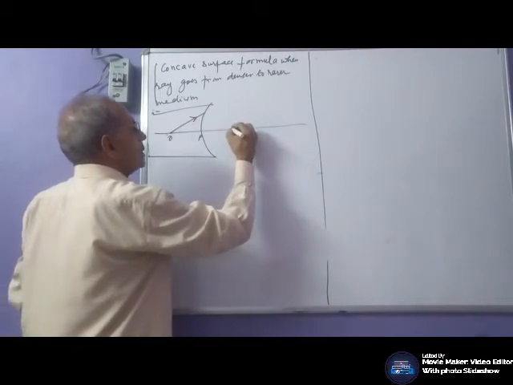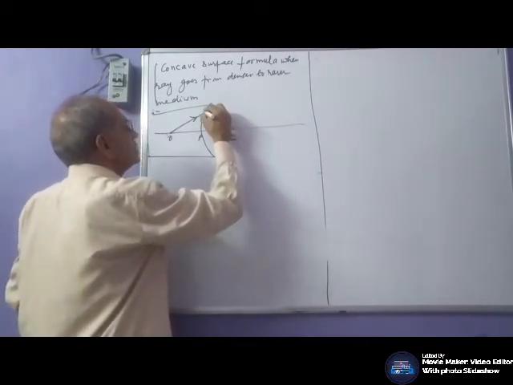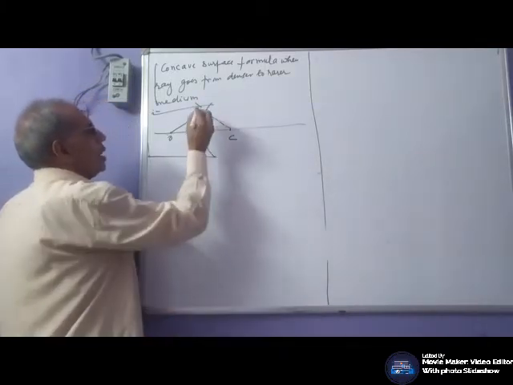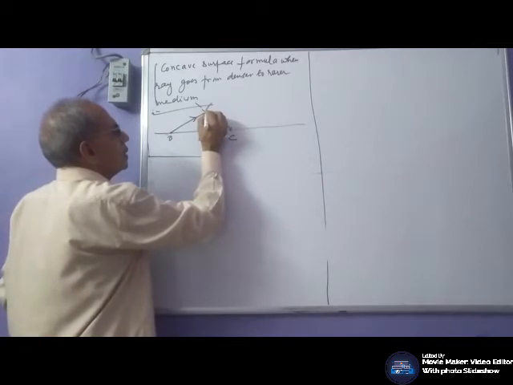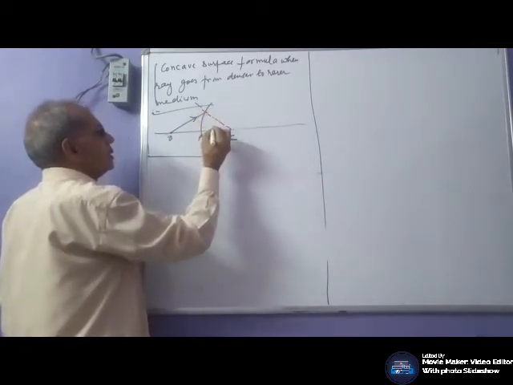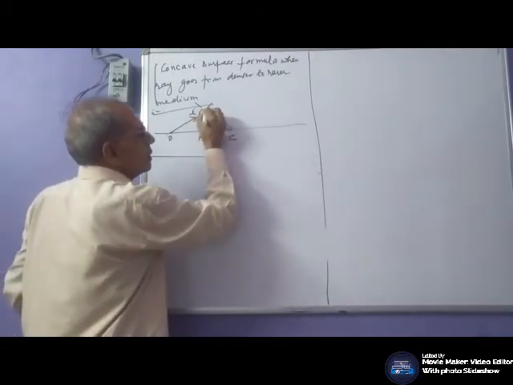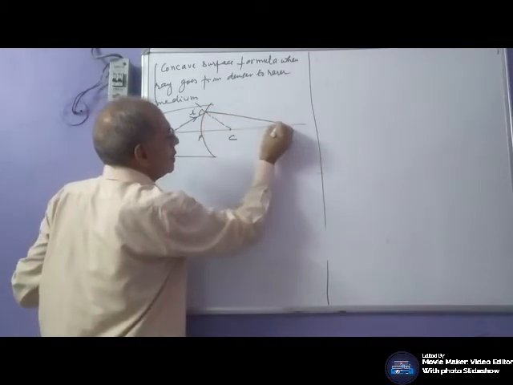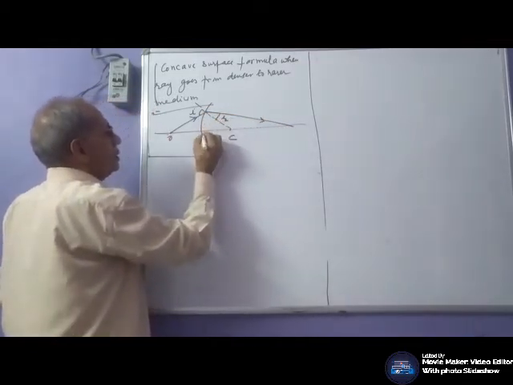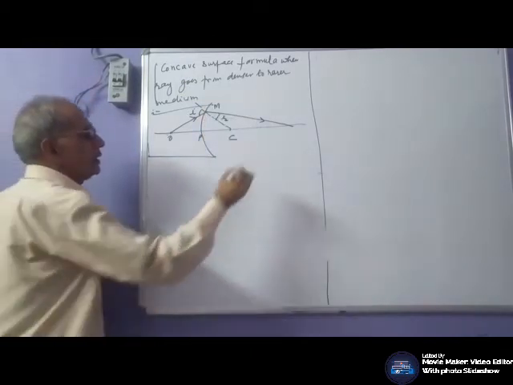Incident ray. Any line joining C will be the normal. Away from normal. This is I. Away. This will be R. This point is M. So draw the rays.